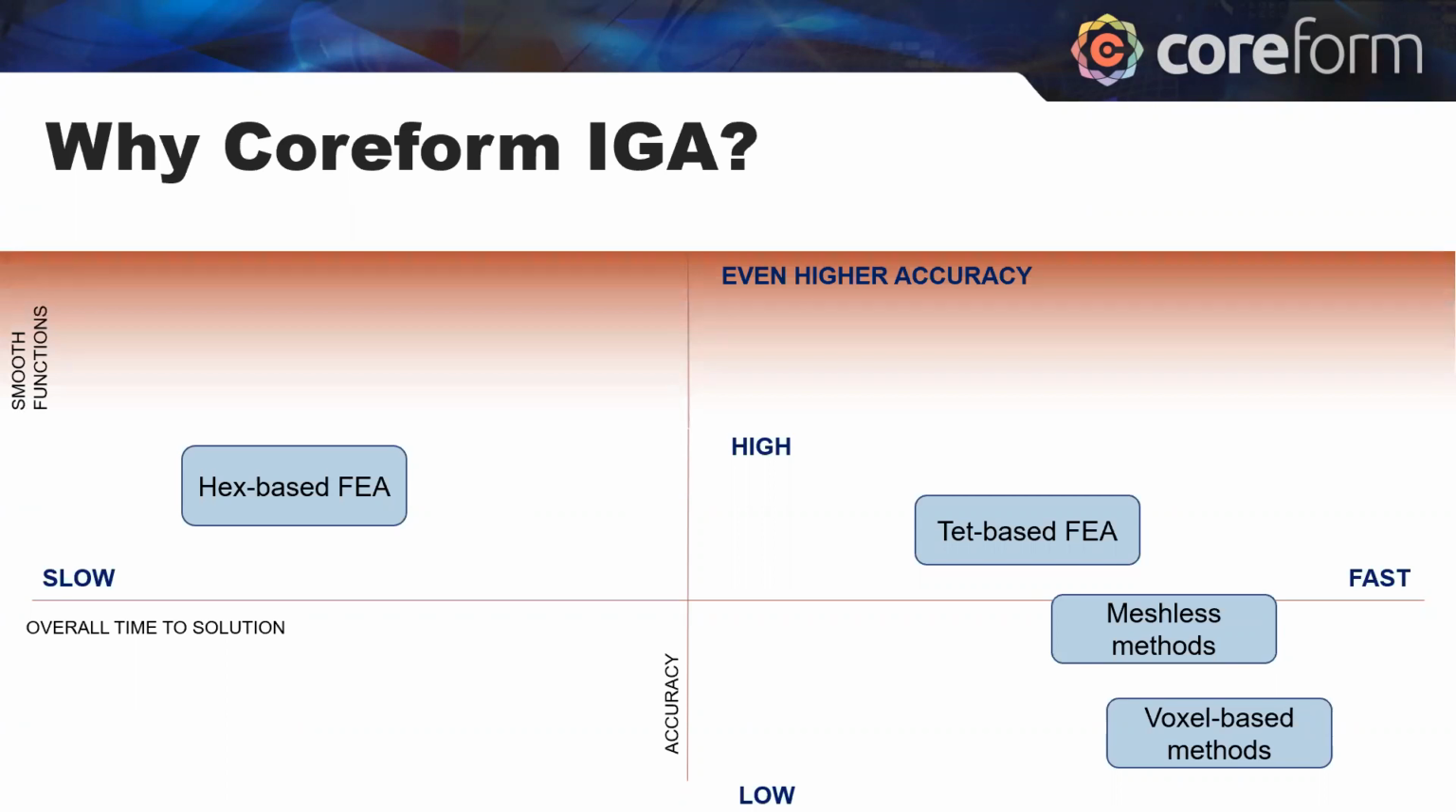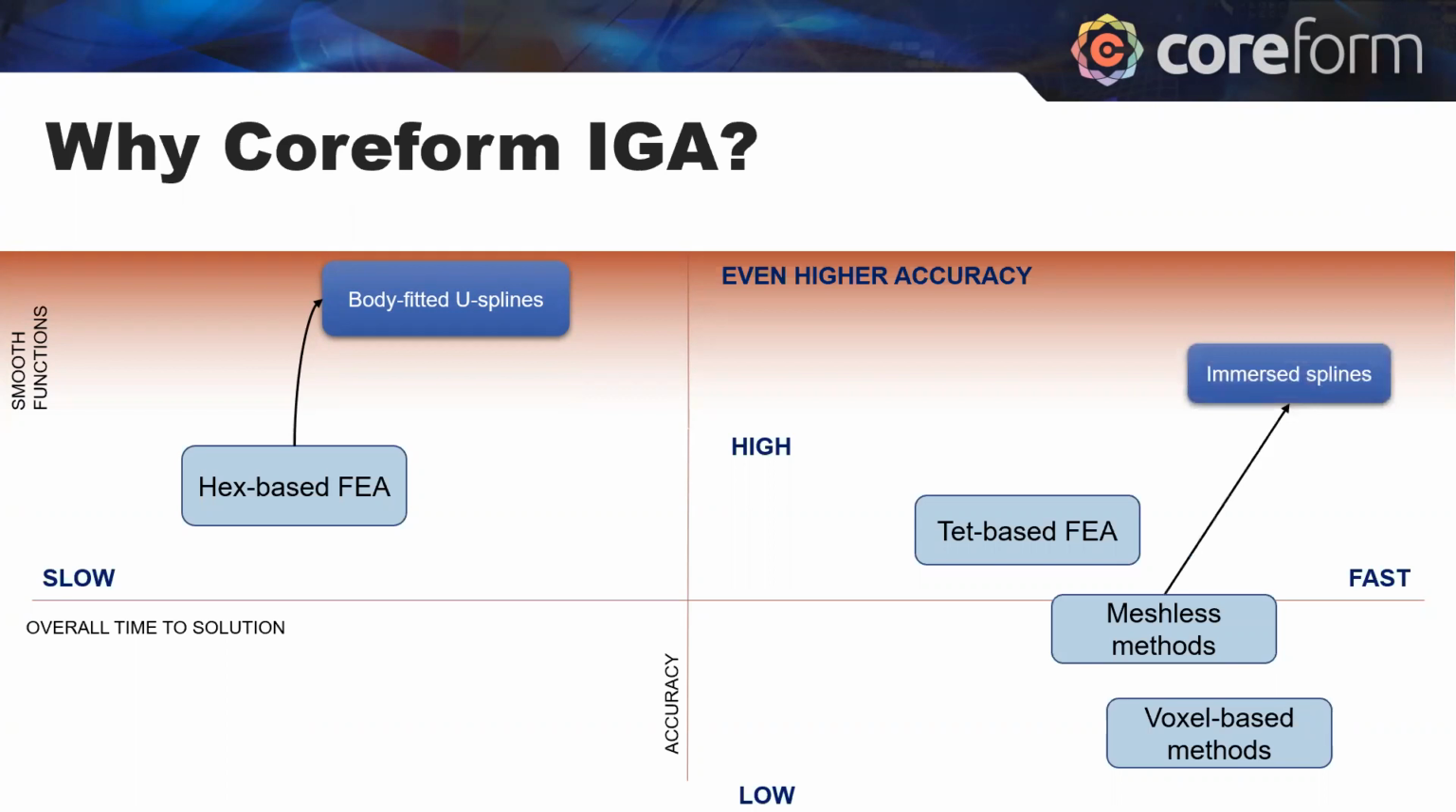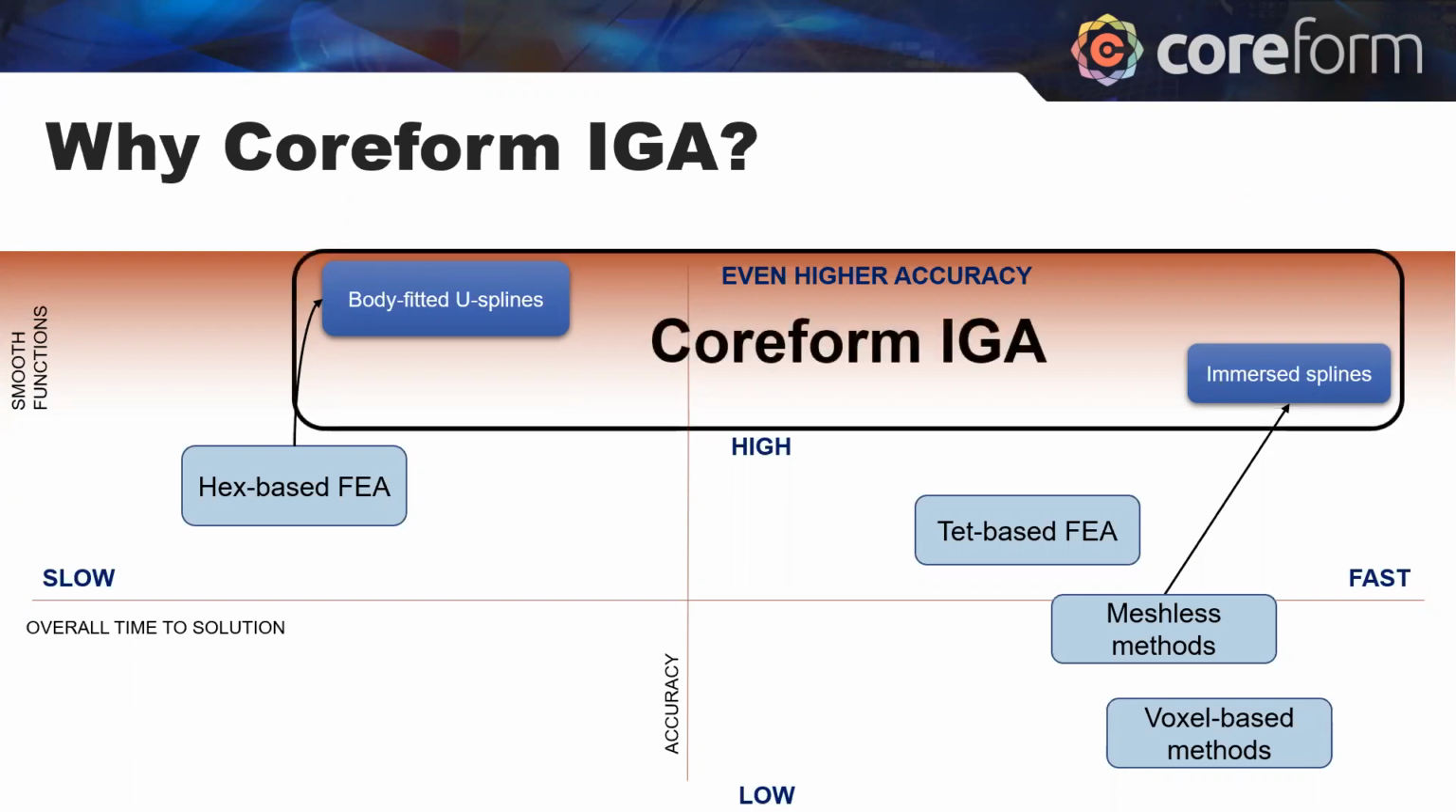And so with U-Splines, which we're about to introduce, there's the ability to have even higher accuracy because we can now use higher order elements effectively for analysis. And so that allows us to take the traditional hex-based FEA approaches to build body-fitted U-spline meshes, which are then much more accurate. And because they're a bit more efficient, they're also a little bit faster. But we can also now take these meshless methods and use immersed splines to get really high accuracy and still be very fast. And that's the realm we're trying to develop solutions for with Coreform IGA. That hopefully notionally gives an idea of the space we were targeting with our technologies.